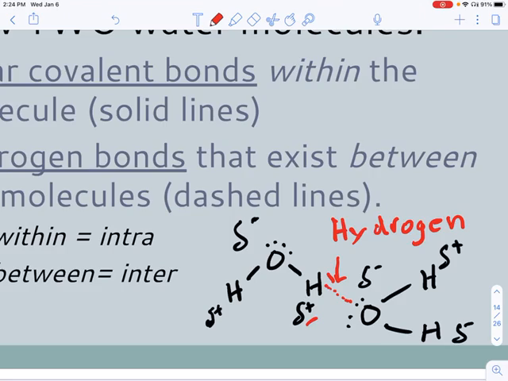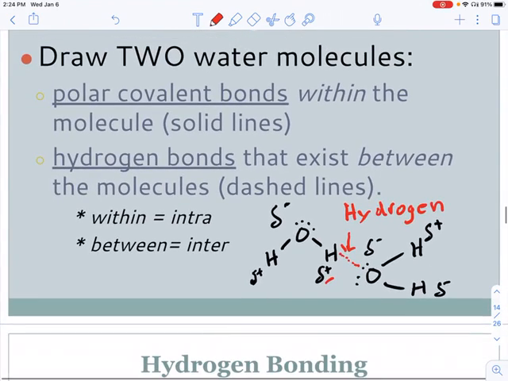Notice we don't want to confuse our polar covalent bonds, which are here, those are our covalent bonds, with our intermolecular force. Hydrogen bonding is a confusing name because it's not a classical bond. It is an intermolecular force. So it's poorly named. And we don't want to confuse the hydrogen bond with the covalent bond that exists within the molecule.